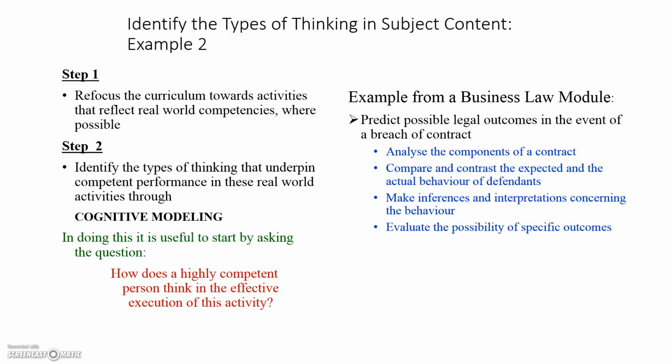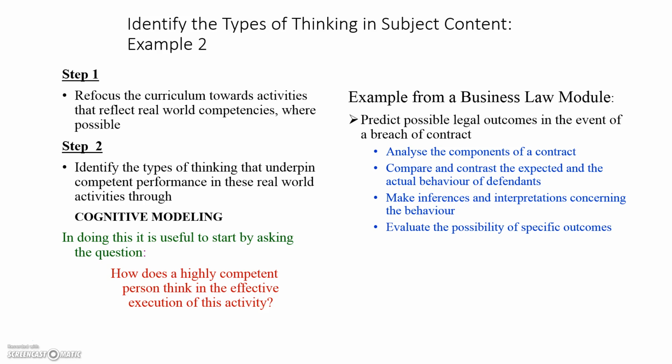And for reinforcement, here is another example from a business law module. It's exactly the same step 1, exactly the same step 2. It's cognitive modelling in the same way. And what we're looking at here as a significant learning outcome is that the student at the end of this topic area would be able to predict possible legal outcomes in the event of a breach of contract. Sure, you all know what that means.